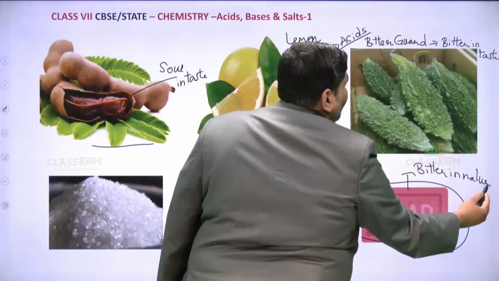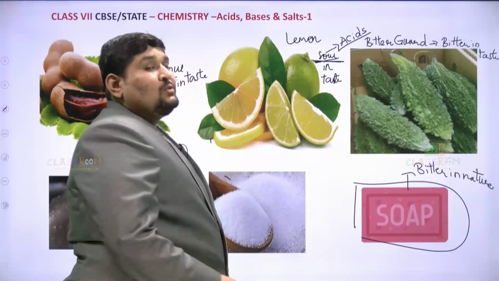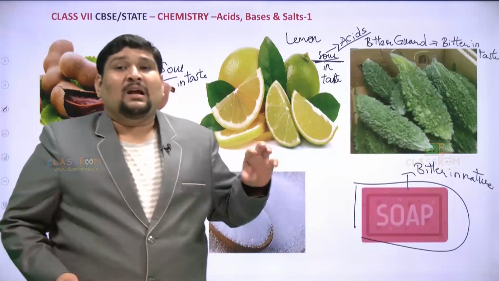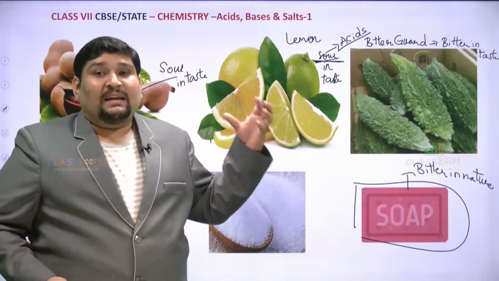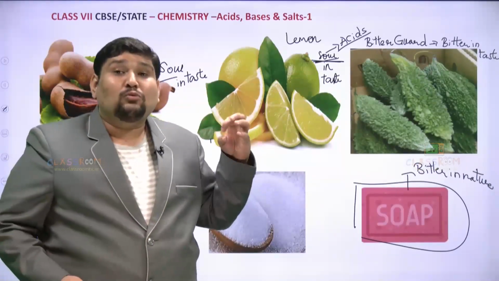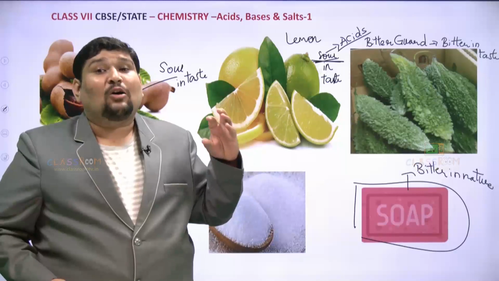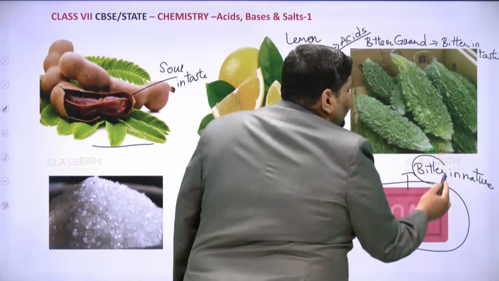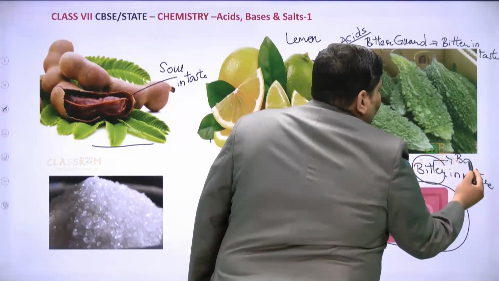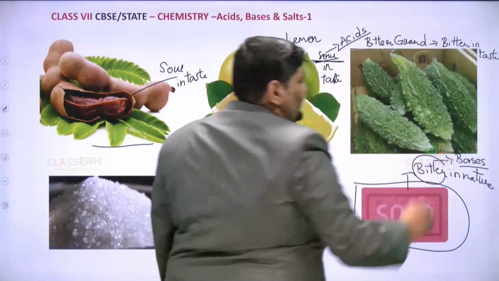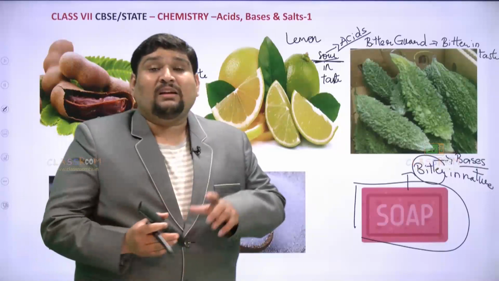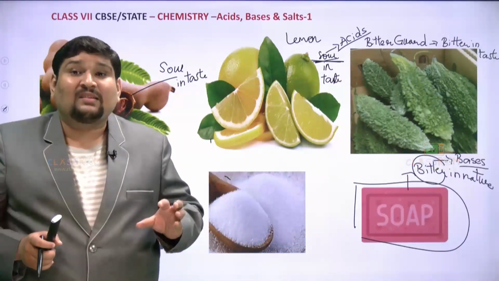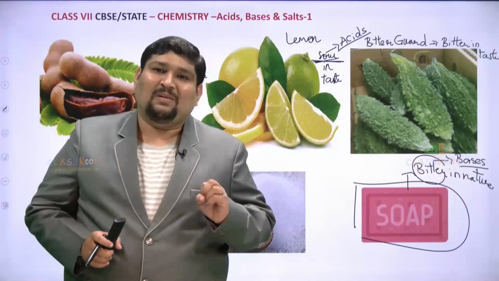So these kinds of substances which are found to be bitter in taste are grouped, classified and called bases. Wherever you find bitterness, you will call them bases. This is how we are trying to differentiate the different substances which are available in nature.